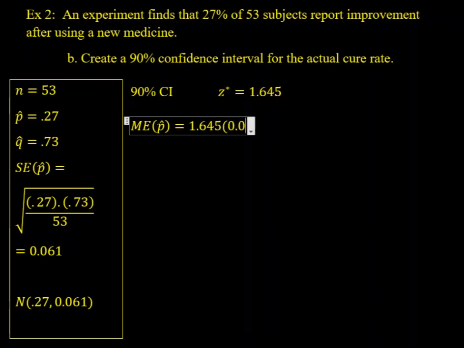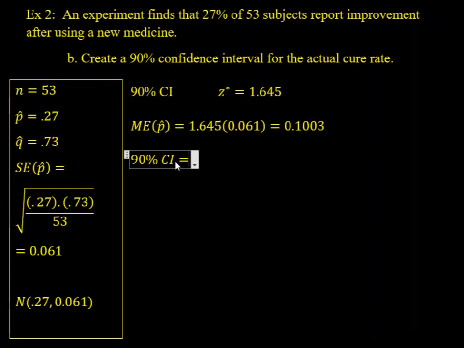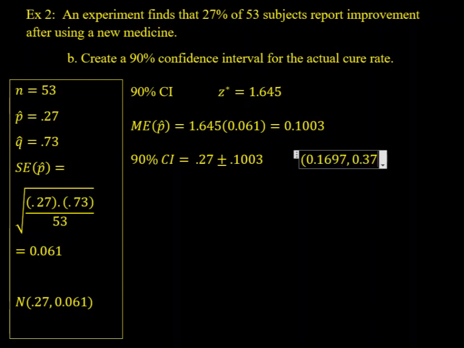So our margin of error of p hat will equal the z star 1.645 times the standard error that we already found, 0.0610, which comes out to be 0.1003. So our 90% confidence interval will be 0.27 plus or minus that 0.1003, which gives us an interval of 0.1697, 0.3703.